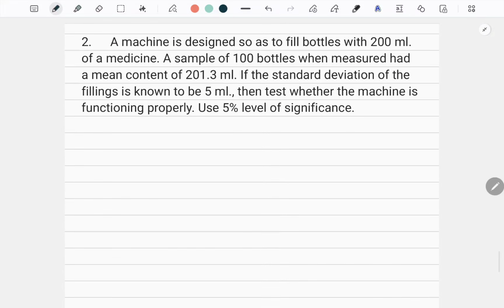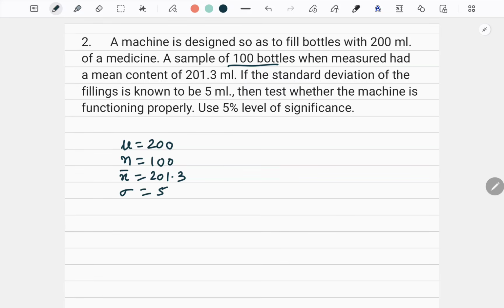Now come to the next question. A machine is designed so as to fill the bottles with 200 ml of a medicine. A sample. Again it is population versus sample and they are talking about the mean. Right? So mu is equal to 200. N is equal to 100 bottles. And when you are measuring the content of these 100 bottles, each bottle has an average of 201.3 ml. Now if the standard deviation of the filling is this, means sigma is equal to 5, then test whether the machine is functioning properly. Use 5% level of significance.